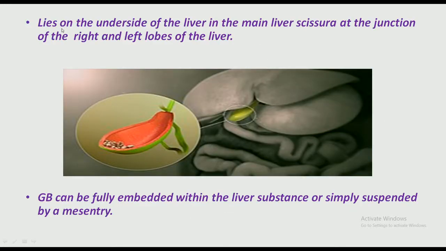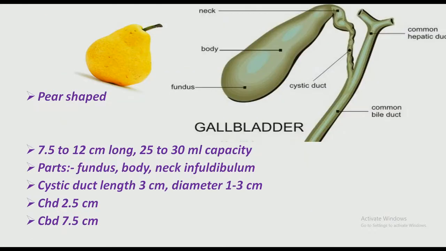Now the gallbladder lies on the undersurface of the liver in the main liver fissure at the junction of the left and the right lobes. So this is the gallbladder. You can see it is visible, and these are the stones on the cut section. The gallbladder can be fully embedded within the liver, so it is very difficult to remove, or it may be simply suspended with a mesentery. So surgery may be slightly easier.